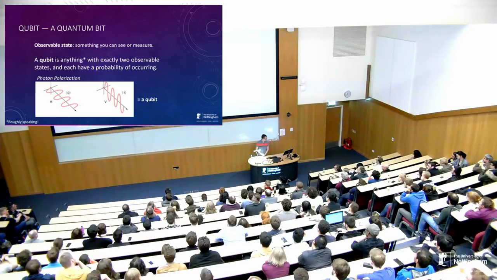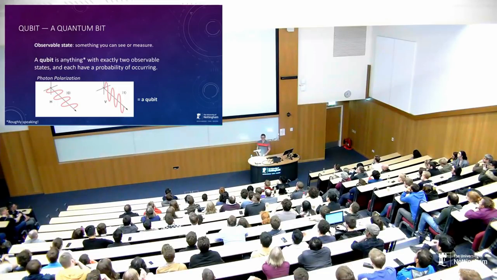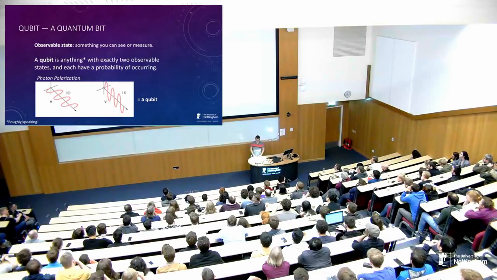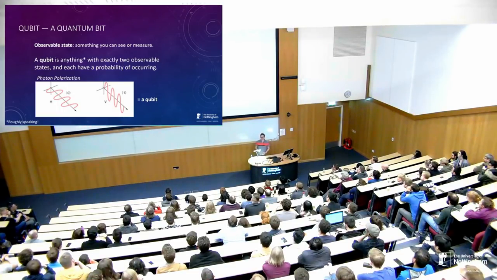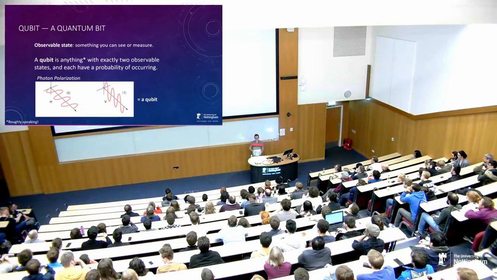Yes, I am speaking again very roughly here. The correct definition of a qubit is a two-level system in a complex finite-dimensional Hilbert space and so on. But more or less, a fine way to think about it is something that can be, for example, this photon going left and right or up and down. So a qubit is an abstraction of the possible nouns in quantum computation.